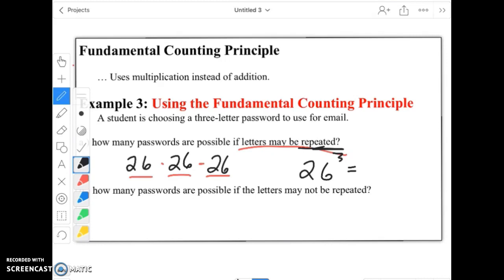Let's look at the next scenario if they wouldn't be able to be repeated. So again, we would still have 3 outcomes, but it would just be 26. And then if one of those letters is used up, we'd be down to 25 and then to 24. So you'd multiply those 3 things together to get your answer.